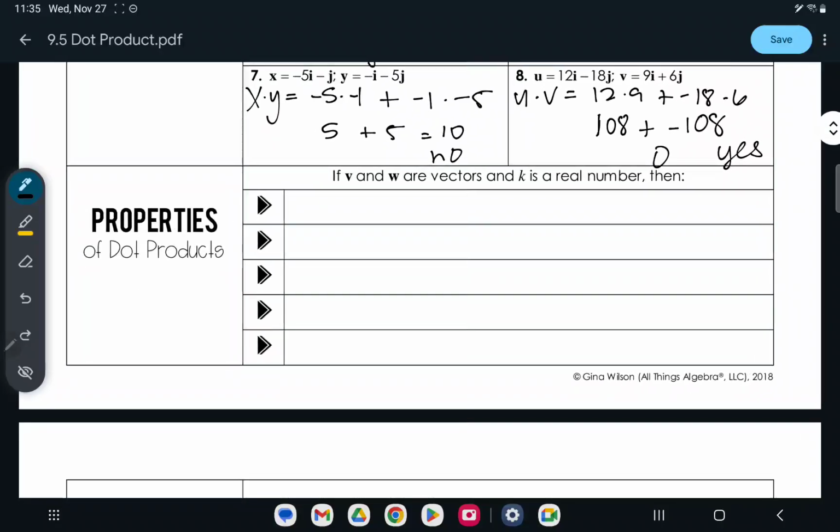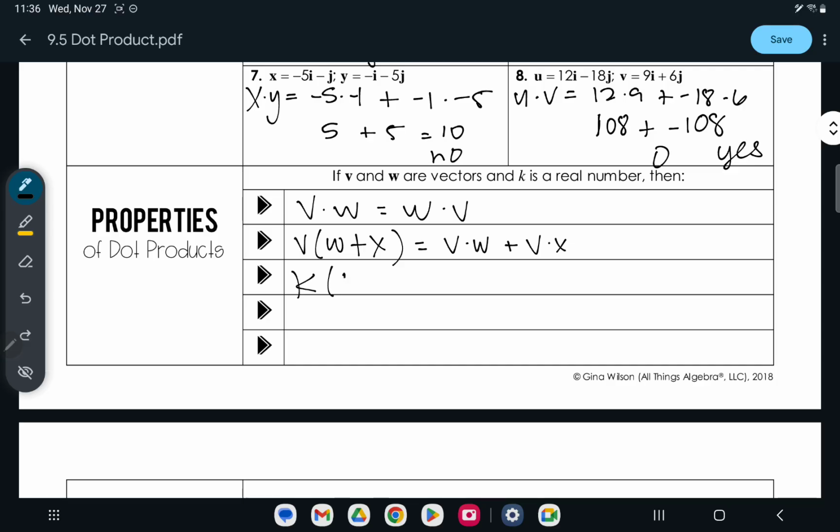All right, here's some different properties of dot products. So V times W is going to be the same thing as W times V. Multiplication is commutative, so the order does not matter. We have V times (W plus X). We can use the distribution property, so we can say that V times W plus V times X is the same thing.